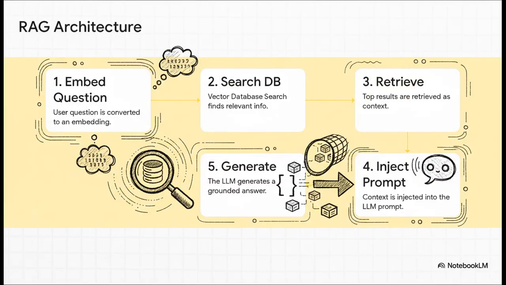So let's put it all together and walk through the pipeline. First, your question gets turned into one of those numerical embeddings. Second, the system searches the vector database to find the information chunks with the closest meaning. Third, it grabs or retrieves those top results. Now, fourth, and this is the most important part, it stuffs that retrieved information right into the prompt it sends to the LLM, giving it all the context it needs.